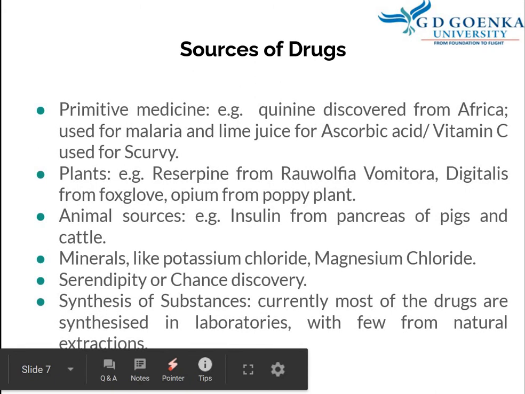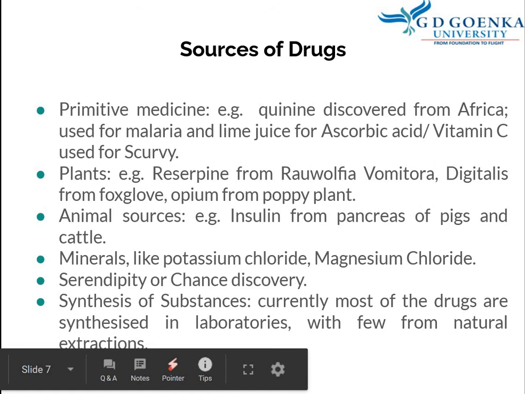There are different sources of drugs. In olden days, there were primitive medicines that were identified from the bark of a tree. For example, quinine was discovered from Africa used for malaria. Lime juice was discovered as a source of vitamin C for scurvy. Plants were identified as a source of drug. For example, reserpine from Rauwolfia vomitoria, digitalis from foxglove, and opium from poppy plant.